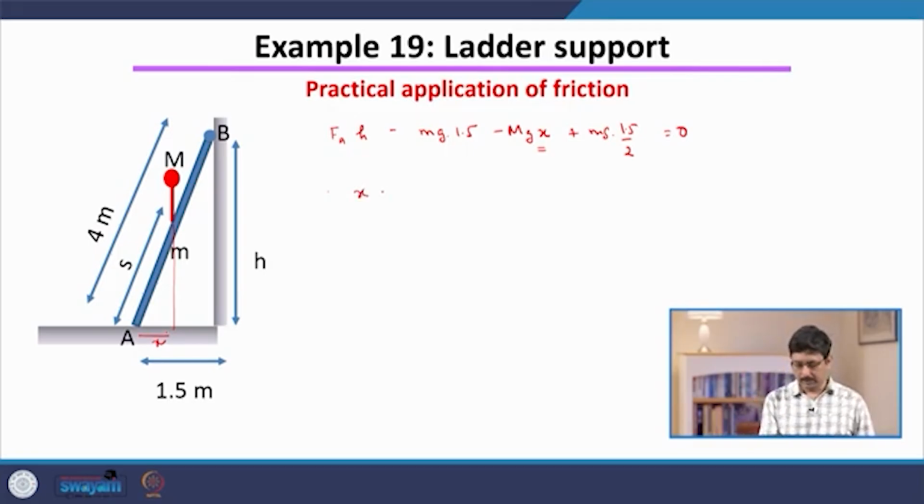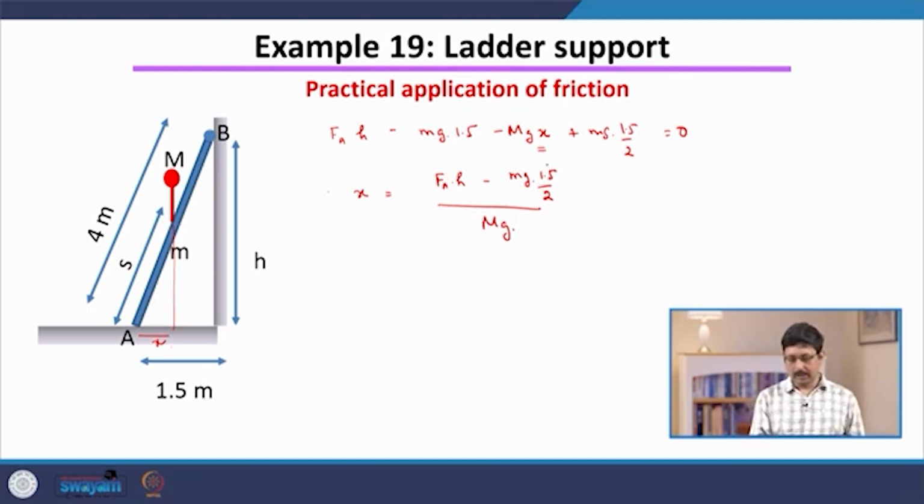So, we get an expression for x which is given by F_A times h minus mg times 1.5 divided by 2, and divided by mg. So, this represents x. Now, you can see that the small m g and capital M g terms are constants. So, x basically depends on F_A.